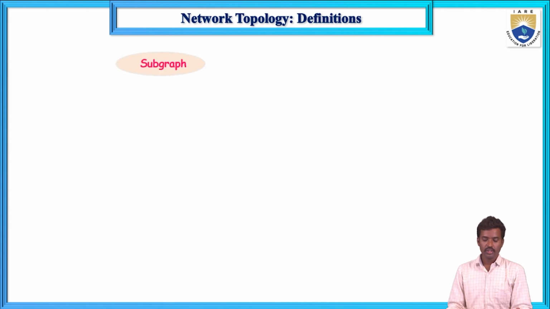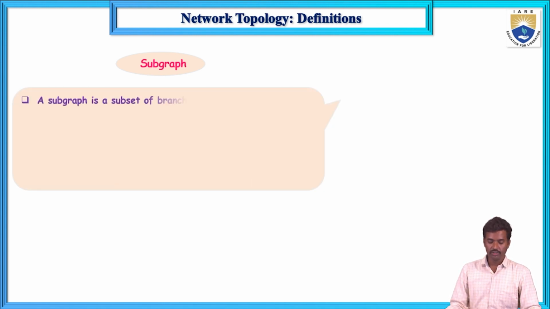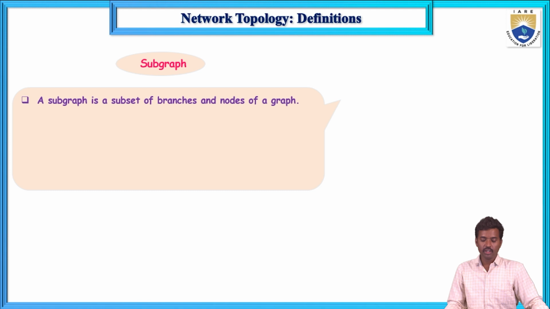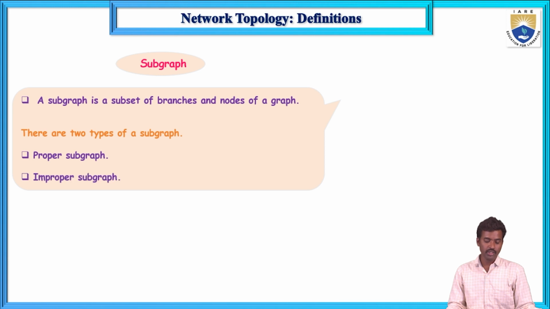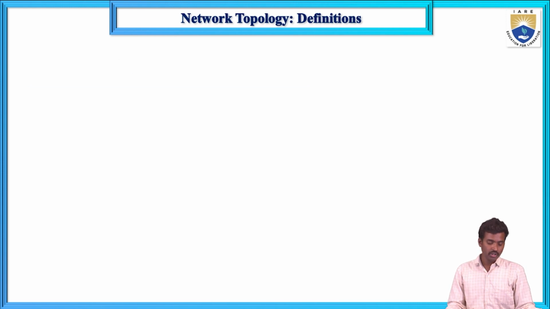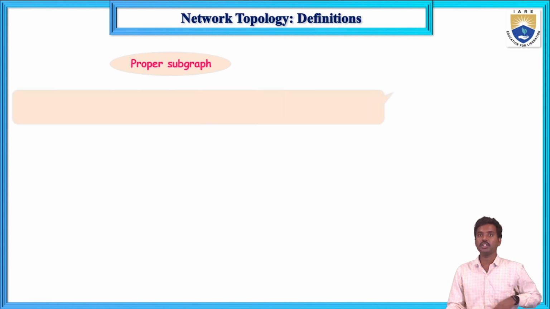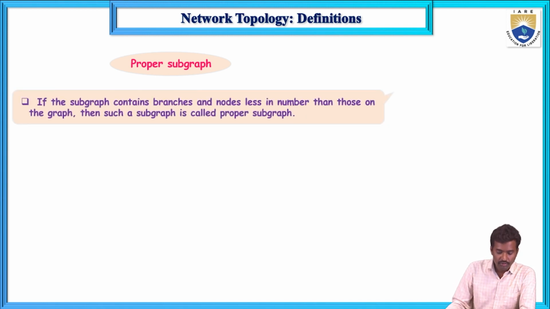Now here, subgraph. A subgraph has fewer branches and nodes. See the definition first. A subgraph is a subset of branches and nodes of the graph. There are two types of subgraphs. The first is the proper subgraph and the second is the improper subgraph. Now see the definition of proper and improper subgraph.